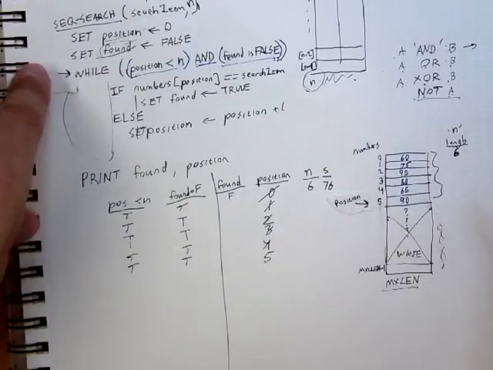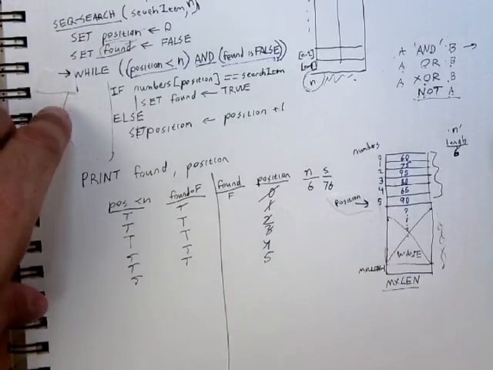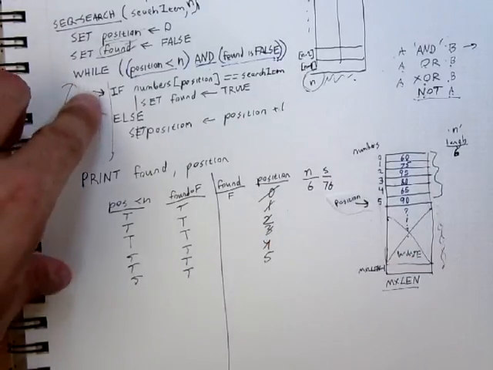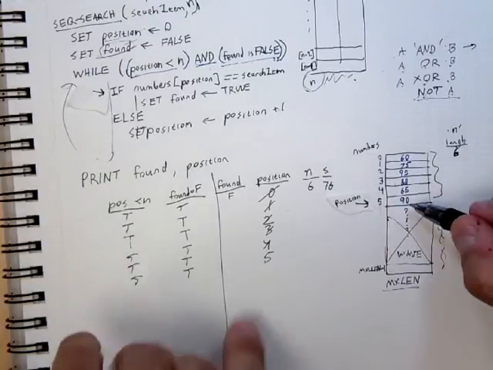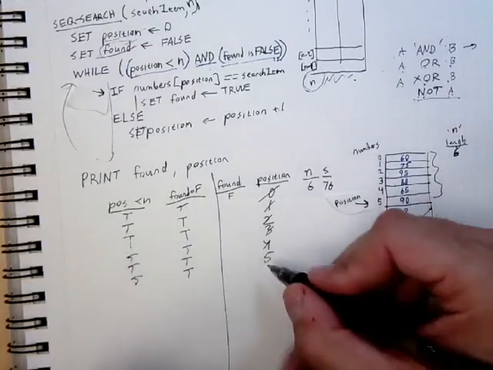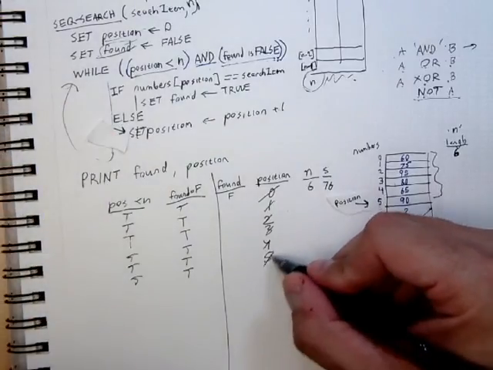We continue the loop. Is position less than n? That's true. Is found false? That's true. So we come in here. We check if numbers position is equal to search item. That's 90. 90 doesn't equal 76. So we skip over that block and we do the else. We set position to 6.